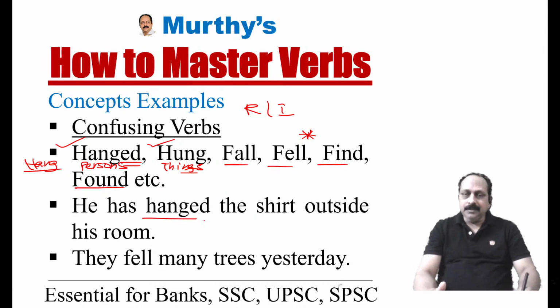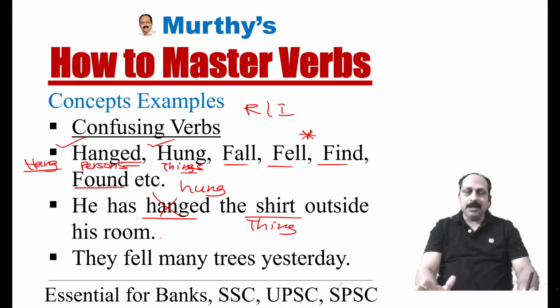He has hanged the shirt outside his room. Is the sentence right or wrong? He has hanged what? The shirt. Shirt is what? A thing. For a thing, do you use a regular form or the irregular form? Here we have to use the irregular form. Based on that, it is not correct. It should be: He has hung the shirt outside his room. Then it is correct.